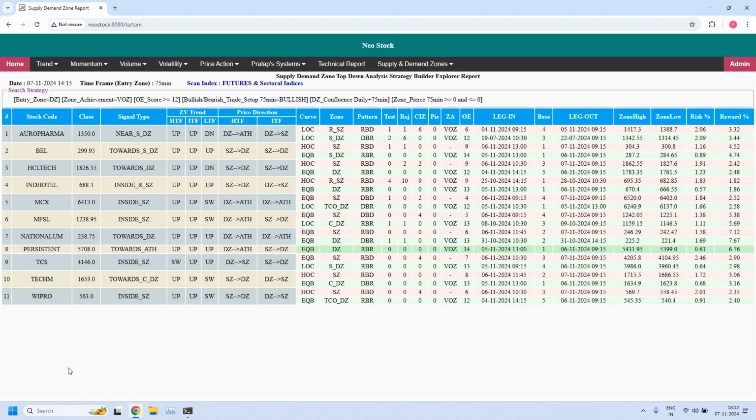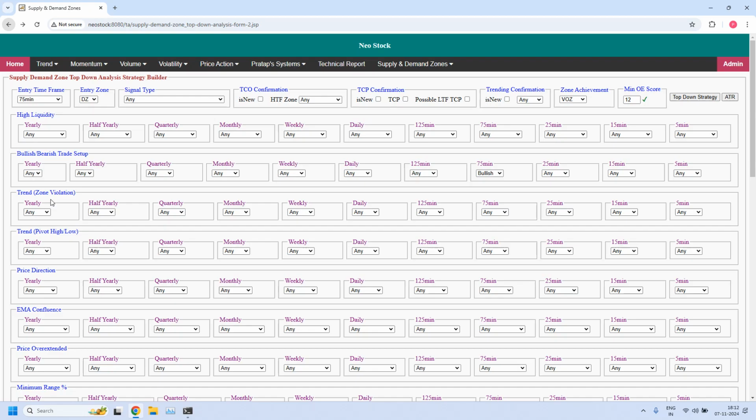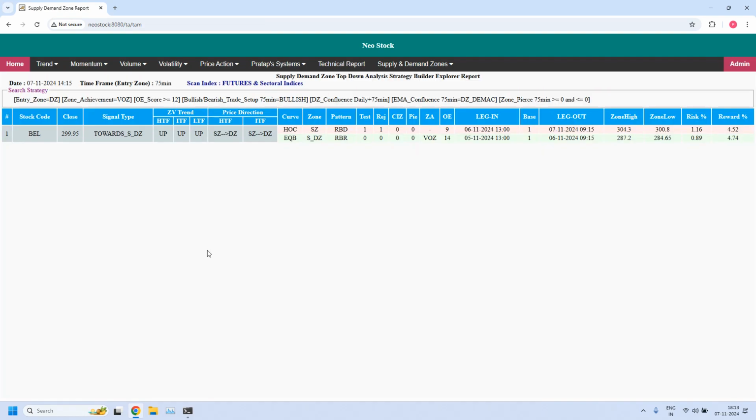So within these 11, if any of these 75 minutes demand zones are having daily EMA confluence, they are even more high probability setup supported stocks. Let's verify. In the EMA confluence at 75 minutes time frame, 75 minutes demand zone with daily EMA confluence filter is enabled. With this we got only one stock. So this stock is even more high probability setup stock. And also it is a high liquidity 75 minutes demand zone.